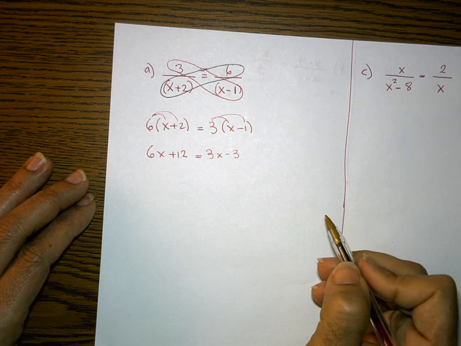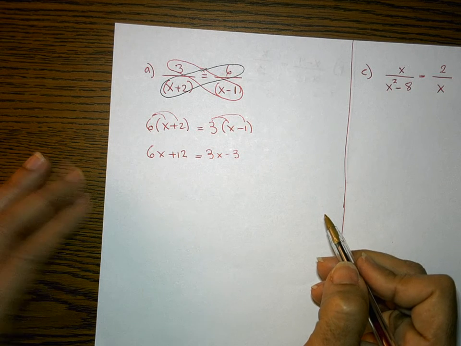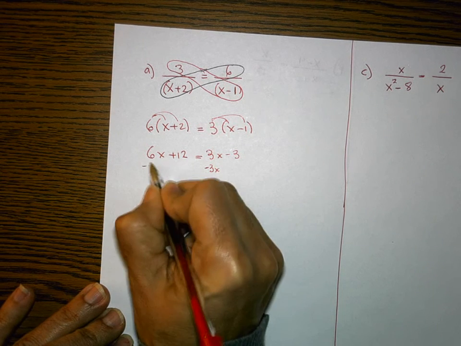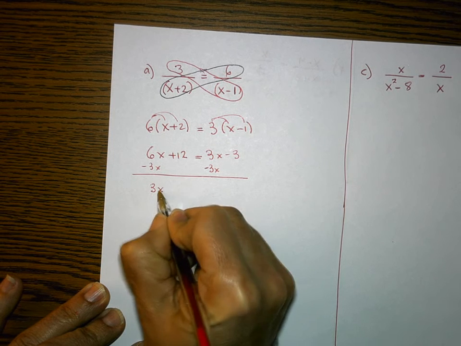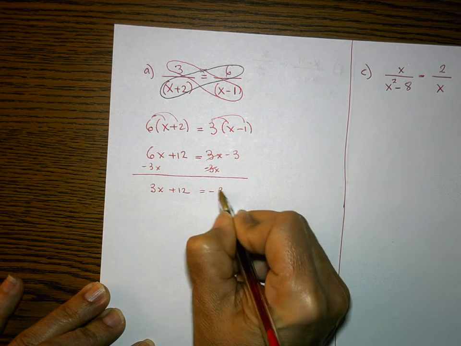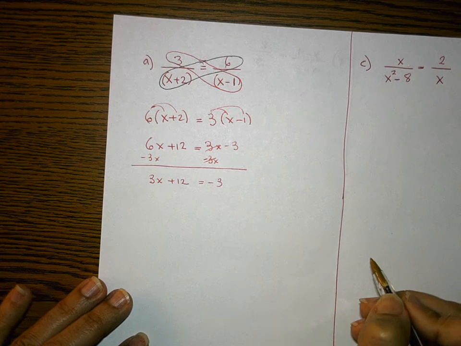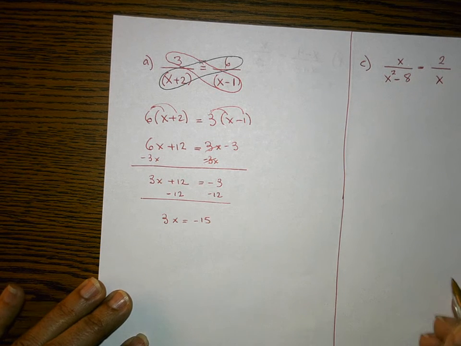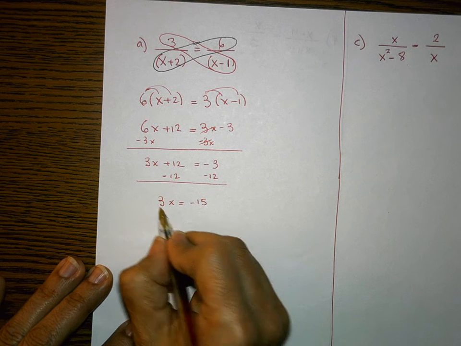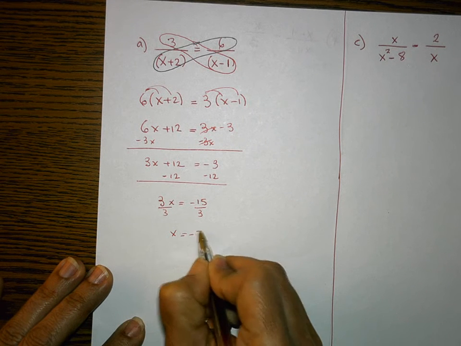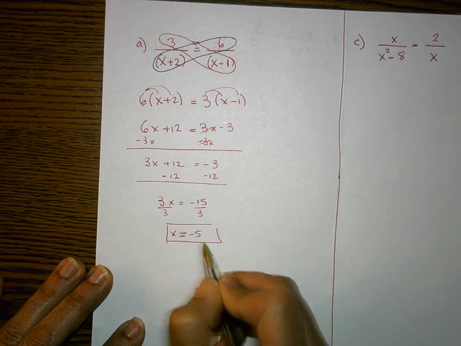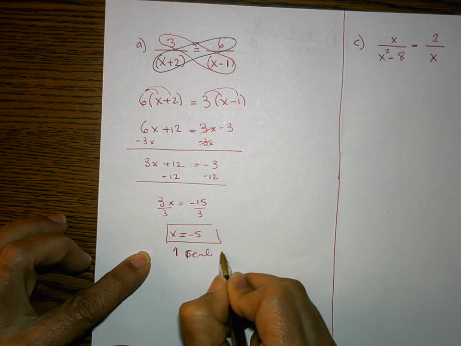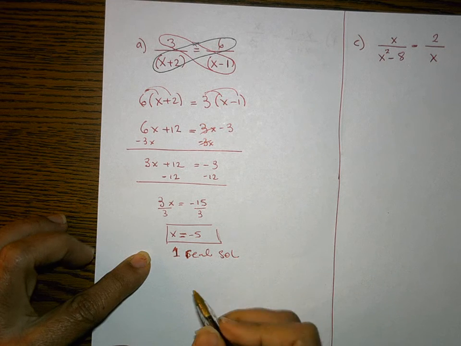Okay? Now, we are pretty much trying to solve for x here. I need to put the variables on one side and the non-variables in the other. So I'm going to subtract 3x from both sides. I'm going to end up with 3x plus 12 equals negative 3. And then I'm going to subtract what is not a variable to the other side. So subtract 12, and we end up with 3x equals negative 15. Since I'm trying to solve for x, I'm going to divide both sides by 3, and we get that x equals negative 5. Negative 5 is a real number, and that is the only solution we got. So we got one real solution, okay? One real solution, that's what we got here.